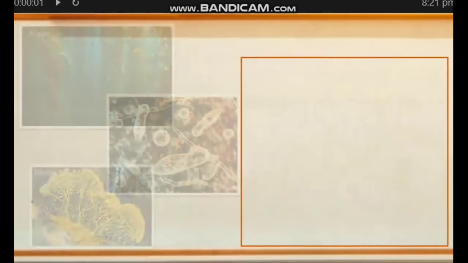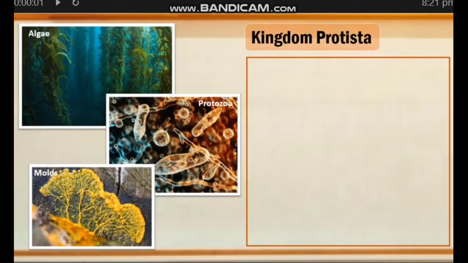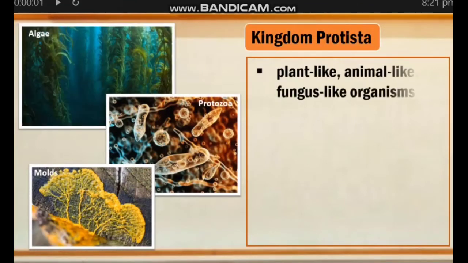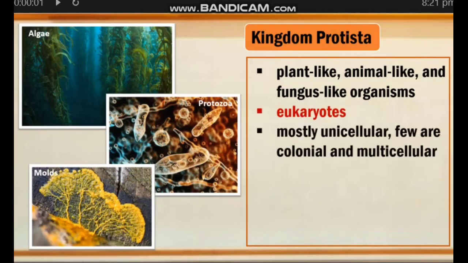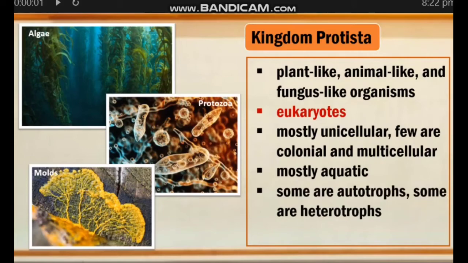Chemoautotrophs means they can synthesize food through the use of chemical energy. The third is kingdom Protista. These are plant-like, animal-like, and fungus-like organisms. They are eukaryotic or they possess a clearly defined nucleus. They are mostly unicellular, few are colonial, and multicellular. Most of them are aquatic, just like our identified example, the algae, which is an aquatic plant-like organism. Protists could be autotrophs or heterotrophs.